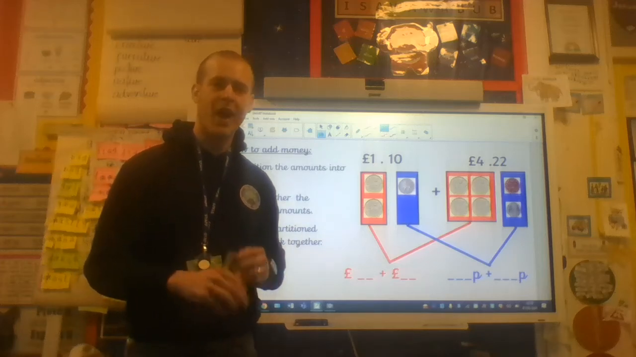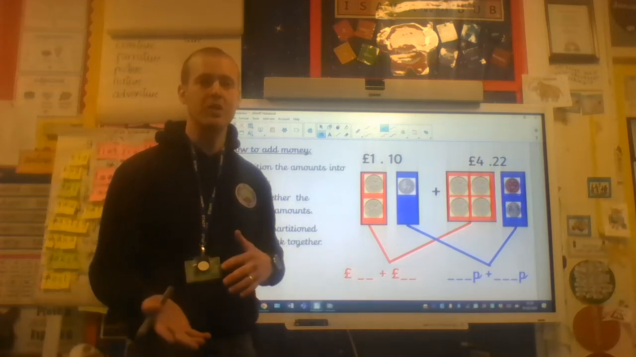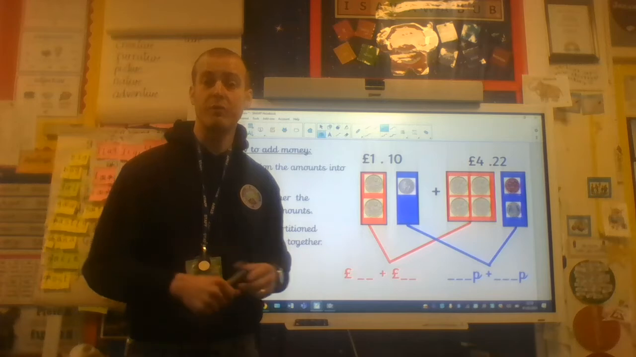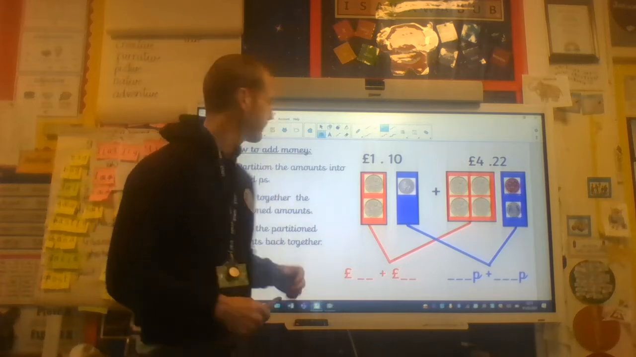Brilliant stuff. How did you get on? Did you prefer using partitioning or column addition to solve it? Well done if you've used either. Both are fine ways of working out this problem.